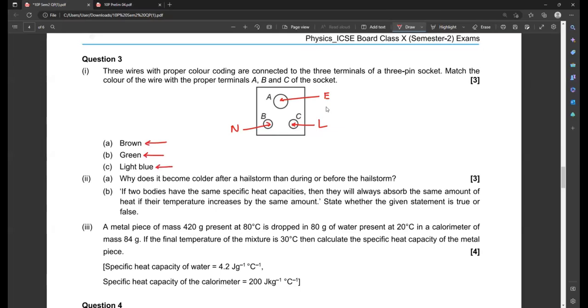So live. Brown will be C. Green will be A, and light blue will be B.